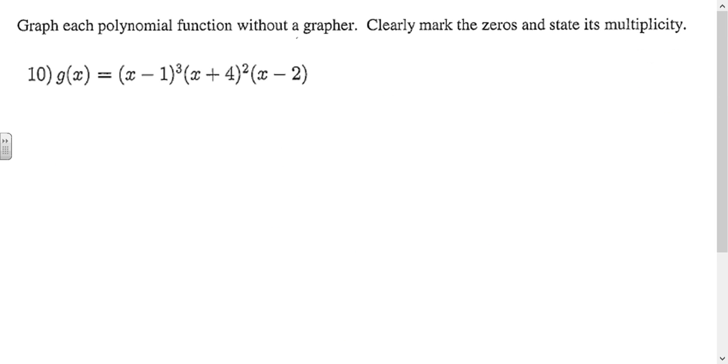What would be the degree of this polynomial function? This time we have 3, 2, and 1. So that gives us a total degree of 3, 4, 5, 6. And then we need to look at the leading coefficient and see if it's positive or negative. There's not a negative sign in the front, so it is positive. So our degree is even, and our leading coefficient is positive.